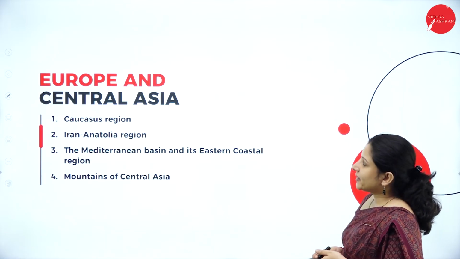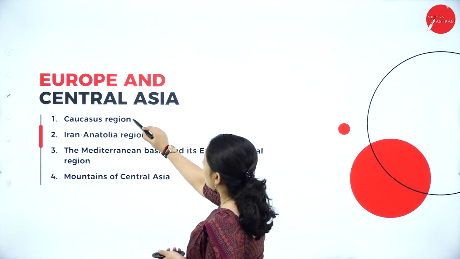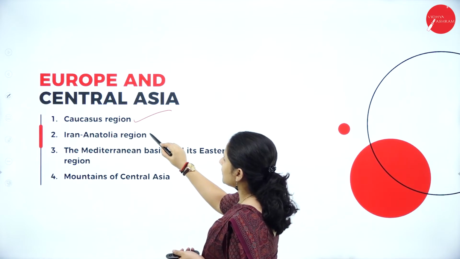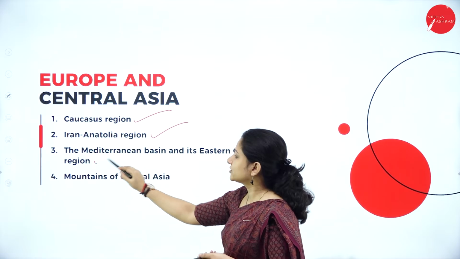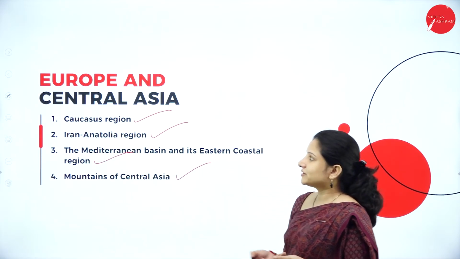Next, in Europe and Central Asia, there is the Caucasus region, the Irano-Anatolian region, the Mediterranean basin and its eastern coastal region, then the mountains of Central Asia.